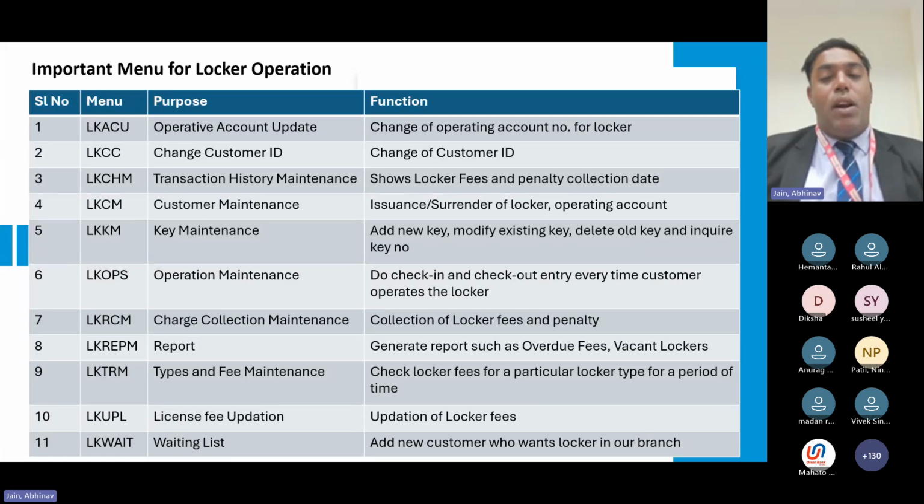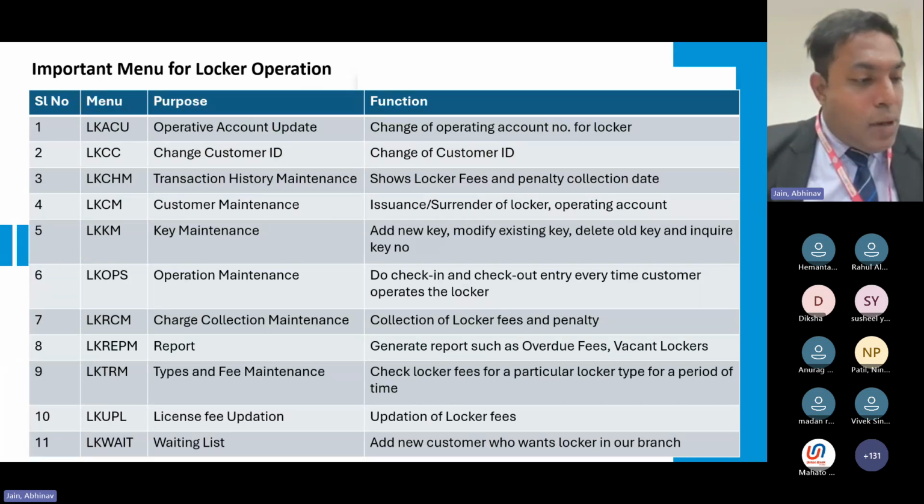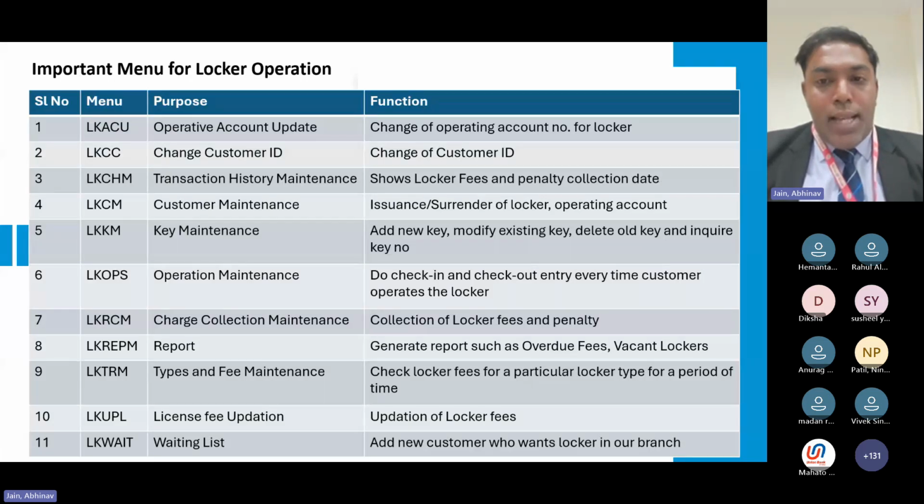For maintaining key, like adding a new key, modifying an existing key after surrender, deleting some old key, and inquiring key number, you can use menu LKKM. For maintaining the operations like check-in and check-out entry in Finacle, you can use menu LKOPS. For charges, there are two parts, fees as well as penalty. The menu which can be used is LKRCM. For generation of various types of reports like overdue fees, vacant lockers, the menu which can be used is LKREPM.